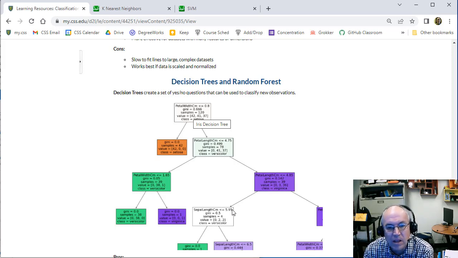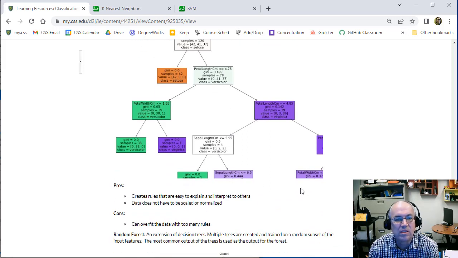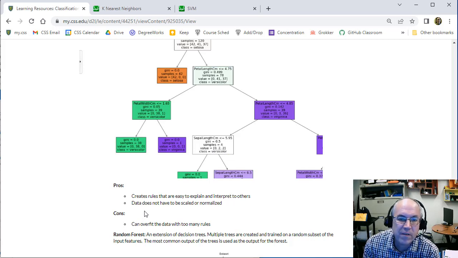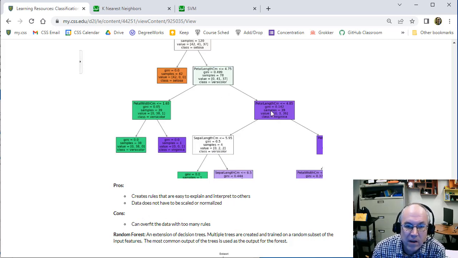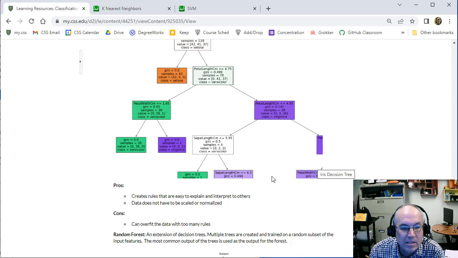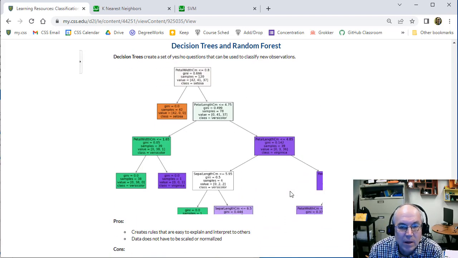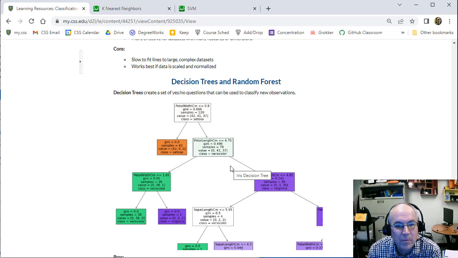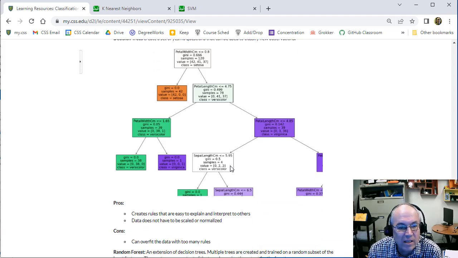If this pedal is greater than, then we look at this and we try to do that. So it breaks these down into a series of if-then questions. These rules are pretty easy to create with the data often. The data doesn't have to be scaled or normalized, but one problem is that this tends to overfit our data. It will find rules for every possible combination here, and so it sometimes overfits and becomes too specific for every point out there, and so it doesn't generalize sometimes very well.